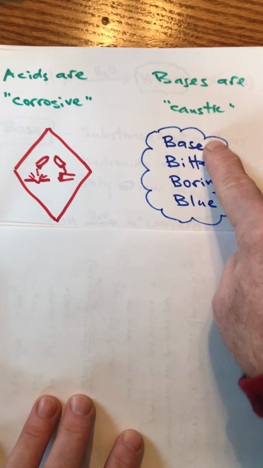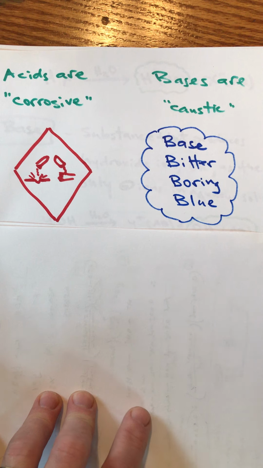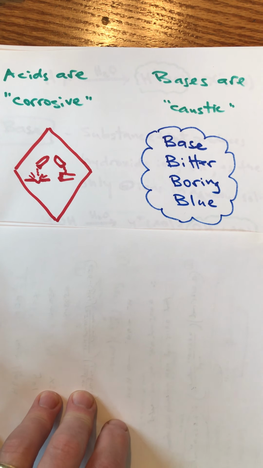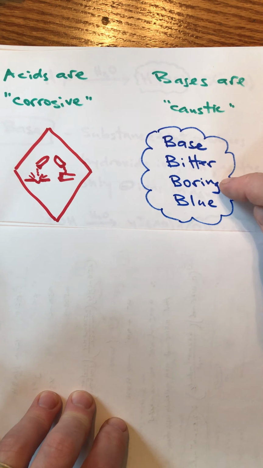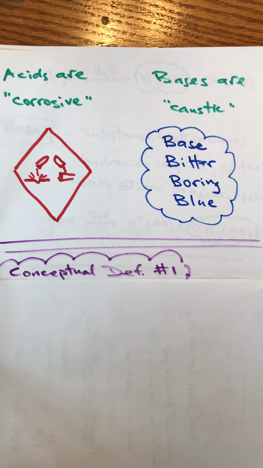Little alliteration here: base, bitter, boring, blue. Words to live by. Remember we said lower left or larger, luster, loser when we talked about atomic structure? Well, base, bitter, boring, blue. Bases taste bitter. They don't react with metals. That's why I call them boring. And they tend to turn indicators blue.